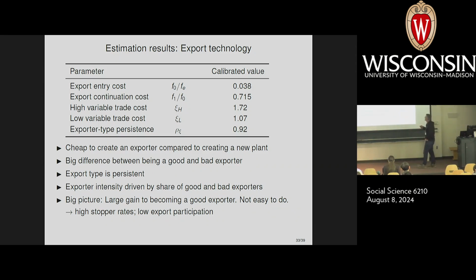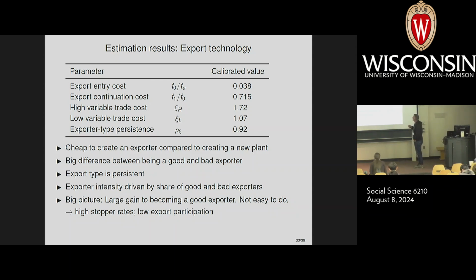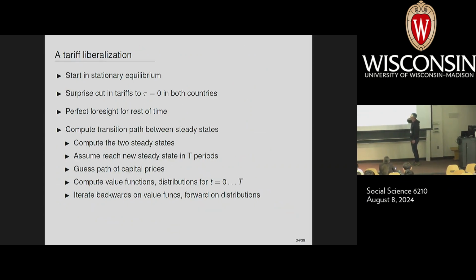And then my types are persistent, right? So if I'm a good exporter, I'm probably going to stay a good exporter. Not always. There's a chance I could become a bad exporter. But being a good exporter, you tend to stay one. Being a bad exporter, you tend to stay one. Right? So, okay. Those are just some parameters.